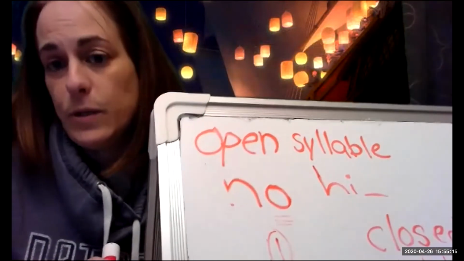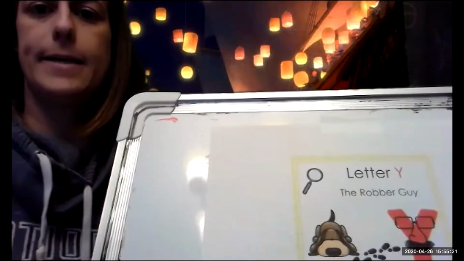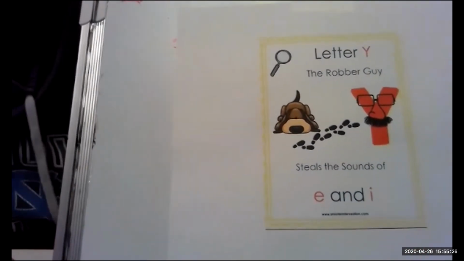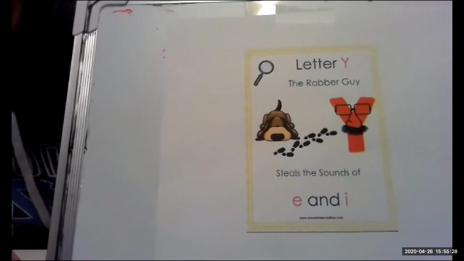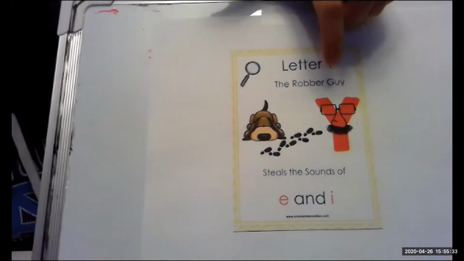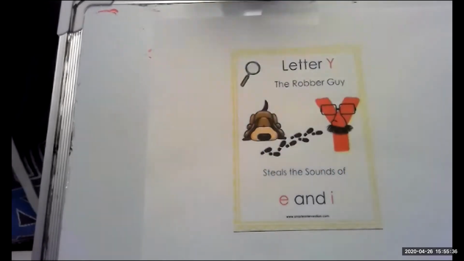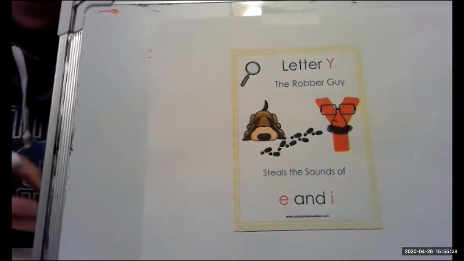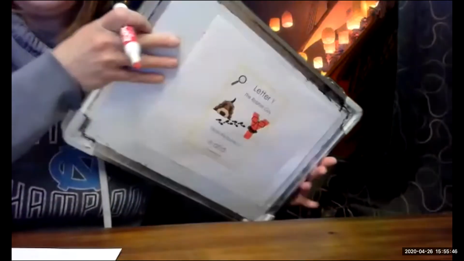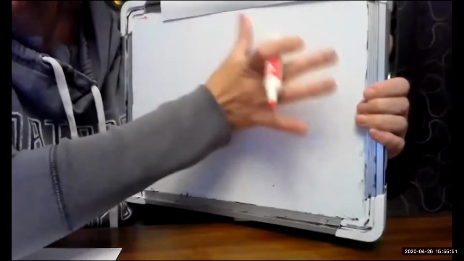I wanted to review syllables because today we're going to talk about the letter Y. And here's the letter Y. Now, I like to call Y the robber guy. This poster here says, letter Y, the robber guy. He steals the sounds of E and I. What I mean by that is that Y can sometimes become a vowel and make the long I sound or the long E sound. Now, I'm going to tell you when it makes which sound.